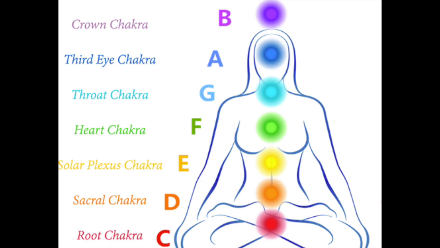We have the sacral chakra, which is orange and a D note. We have the solar plexus chakra, which is yellow and an E note. The heart chakra, which is green and an F note. The throat chakra, which is usually blue or sometimes turquoise and a G note. We have the third eye chakra, which is usually a bluish or indigo color, which is an A note. And we have the crown chakra, which is usually a B note and violet.